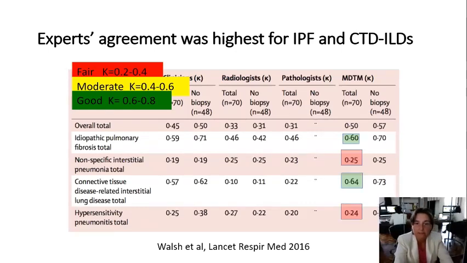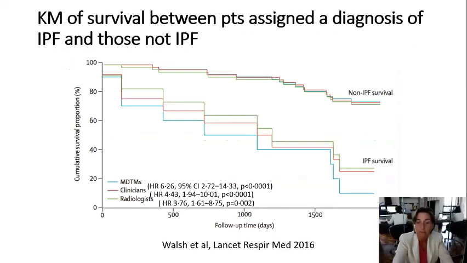However, we're not there yet, although for some diseases, such as idiopathic pulmonary fibrosis and connective tissue diseases, using lung biopsy, we can reach a good agreement above 0.6 kappa value. For other diseases, even using lung biopsy, the agreement between experts is still poor, and this probably reflects unclear diagnostic criteria in general, not only for pathology.